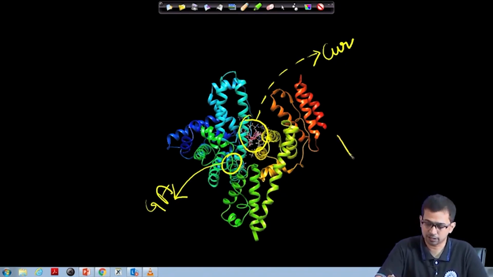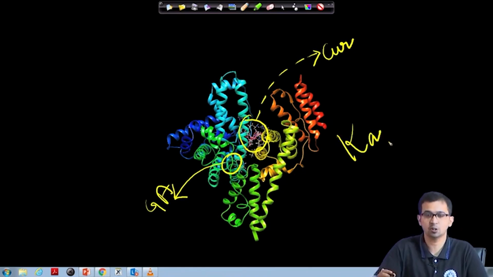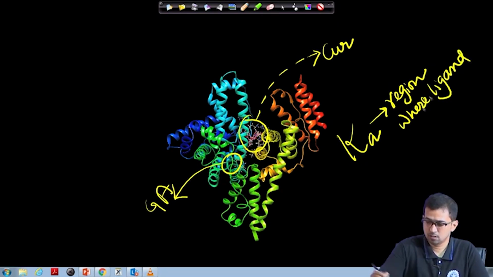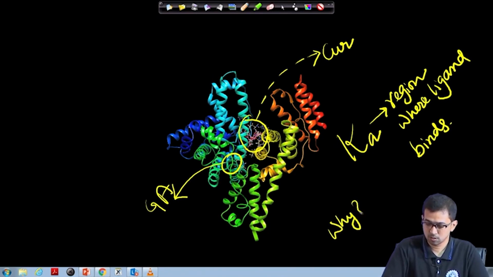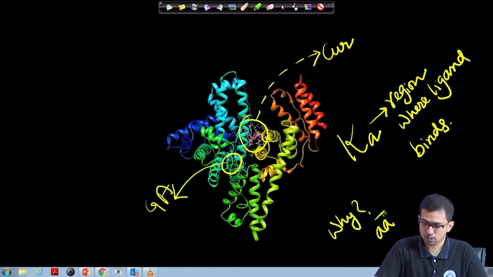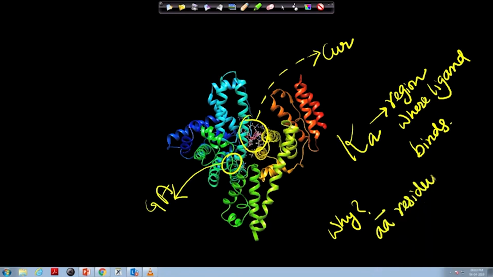So, the extent of interaction, given by Ka or the association constant, depends on the region where the ligand binds. Why? Because depending upon the various regions, amino acid residues may vary. In different regions there might be different sorts of amino acid residues, and depending upon the different types of amino acid residues, this Ka value varies.